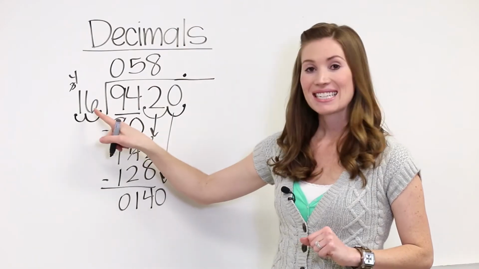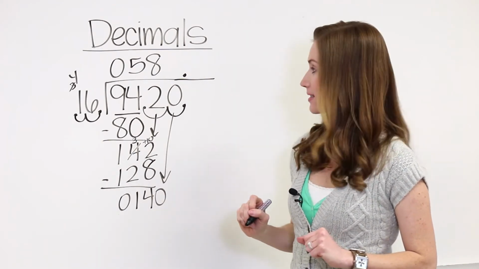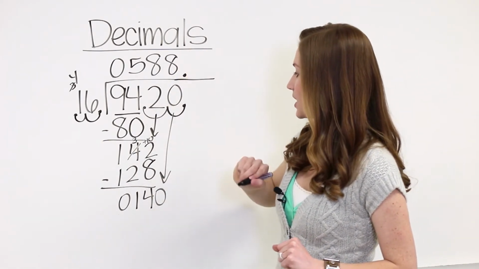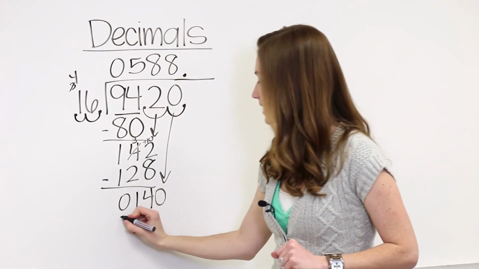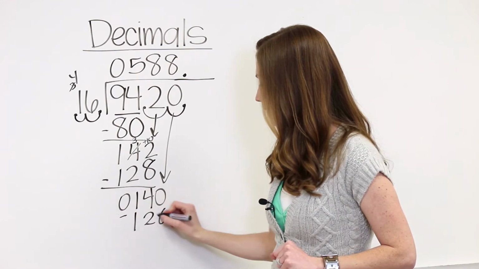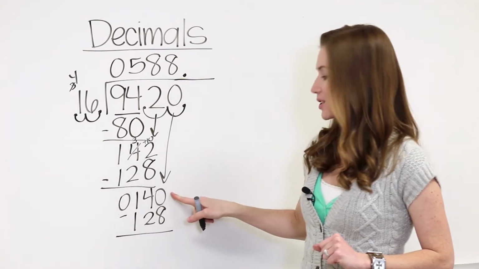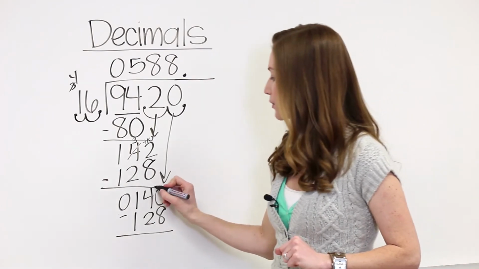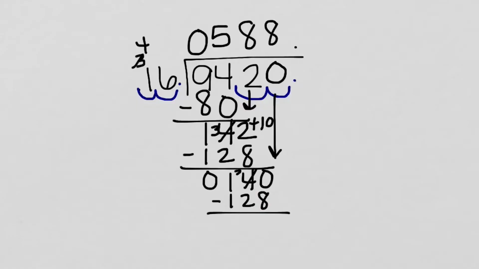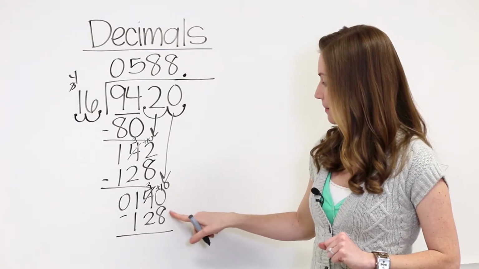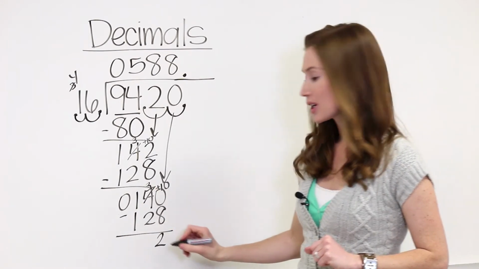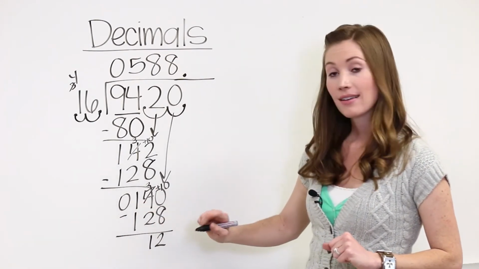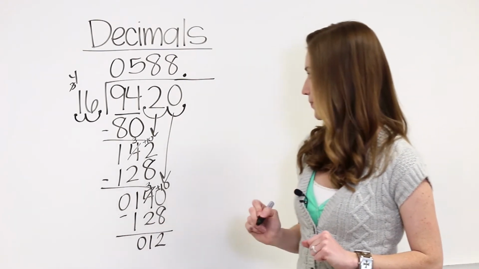How many times can 16 go into 140? 8 times. We already know that 8 times 16 is 128. So let's subtract 128 again. We can't do 0 minus 8, so we're going to borrow from our 4. It becomes a 3, and we add 10 to our 0. 10 minus 8 is 2. 3 minus 2 is 1. 1 minus 1 is 0.